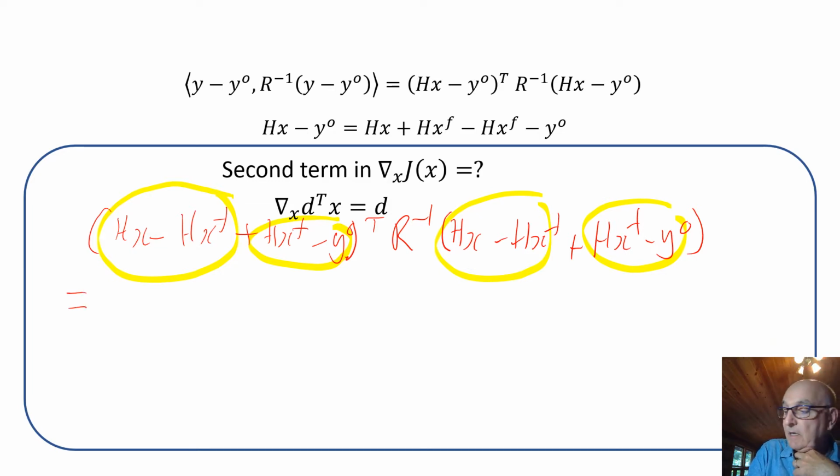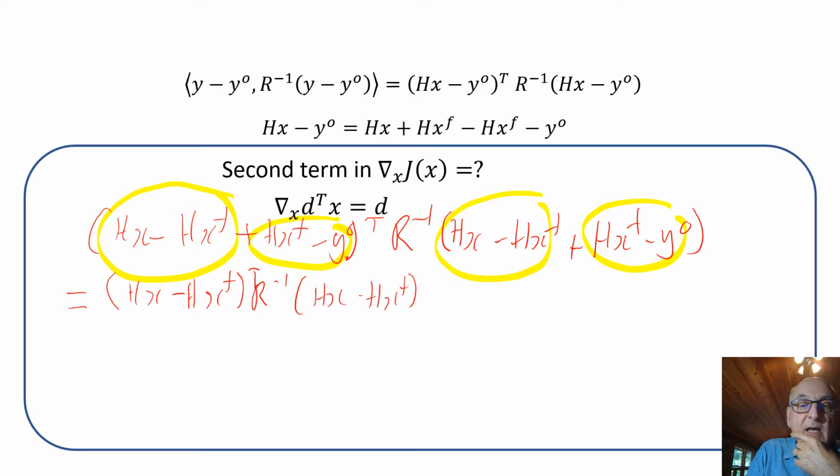So this is going to be equal to (hx minus hxf) transpose R inverse (hx minus hxf), right? That's this piece against this piece, and then plus 3 other pieces. Okay, I'll just write those out and then come back. But you can try to think them through too.